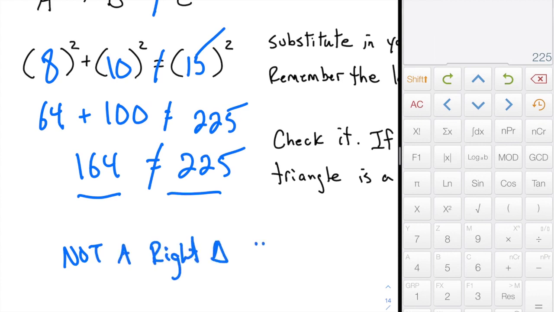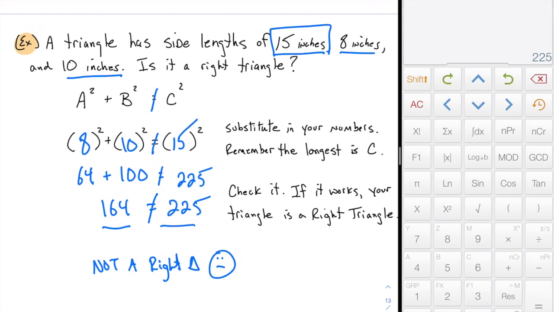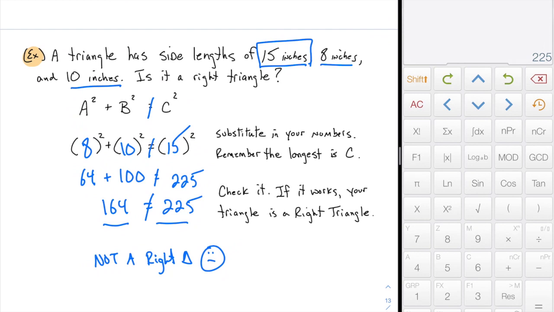Okay? And I'm not sad about it. I'm not going to put a frowny face or anything, because this isn't bad. It's just not a right triangle. So we use the Pythagorean Theorem to determine whether something is or is not a right triangle.